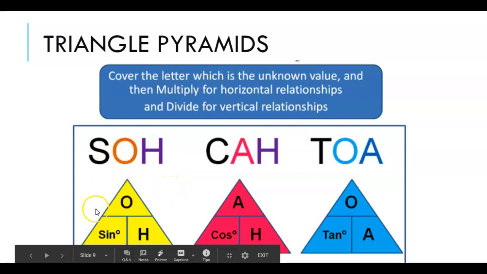For example, let's say you are going to use the sine ratio, and opposite is the missing side. Then opposite will be sine of the given angle multiplied by the hypotenuse. If you're going to use cosine and hypotenuse is the missing information, then you are going to have the equation hypotenuse equals opposite over cosine of the given angle. Okay, so understand how you can use these triangles to solve right angle triangles.